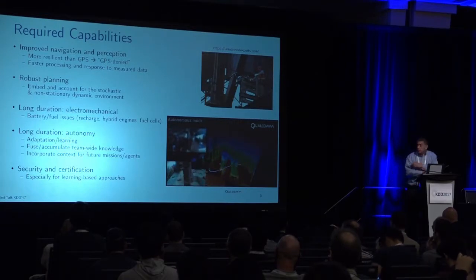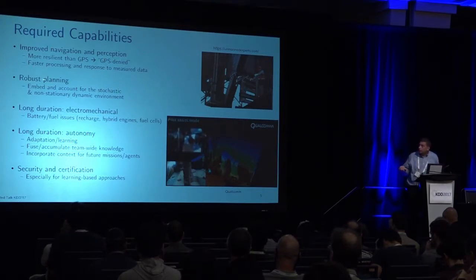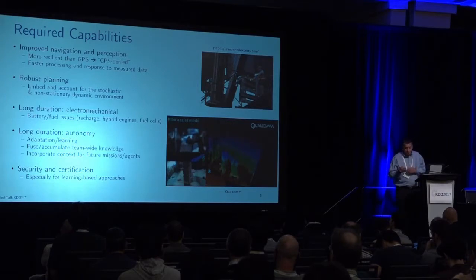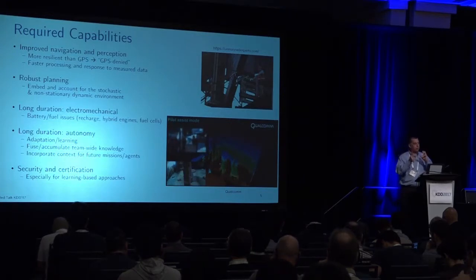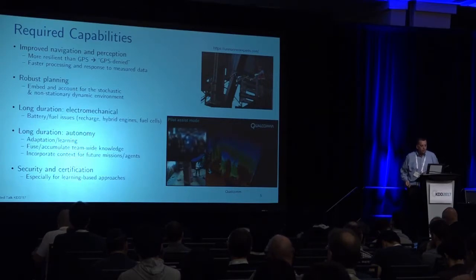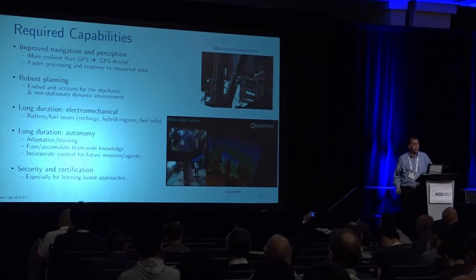The beginning is understanding that type of problem, but basically trying to understand how to embed and account for the stochastic and non-stationary dynamic environments in the planning system. Again, on the long duration side, there's an electromechanical side. People have done battery chargers, battery changers, hybrid, propane, hydrogen, whatever you can put on board a quad to get long distance flights. But all that does is enable you to fly longer. You then have to address the question of how we get smarter.